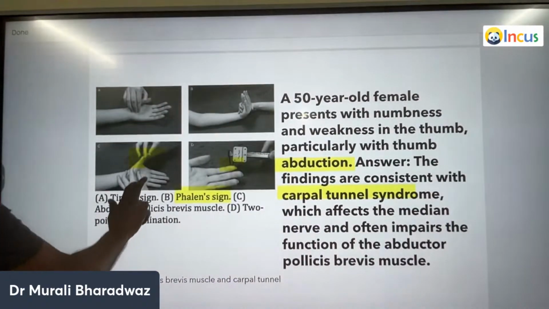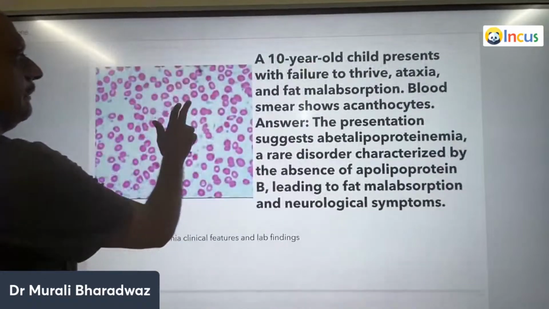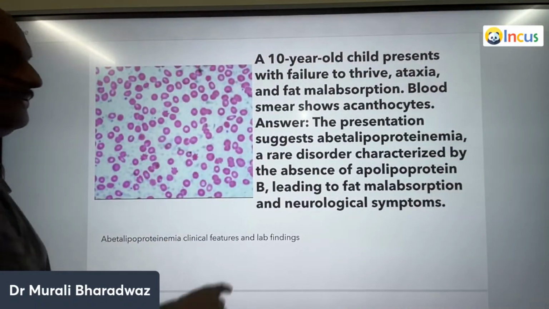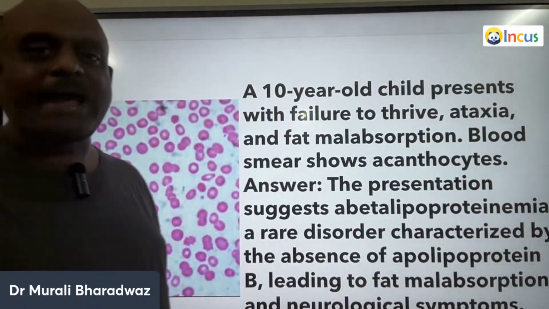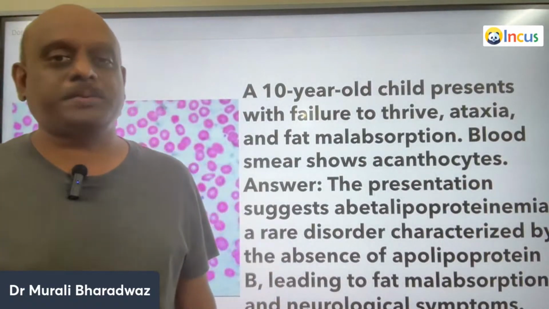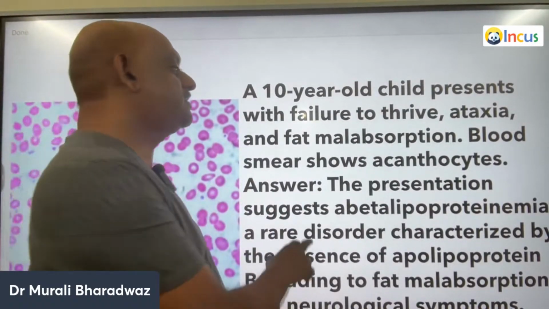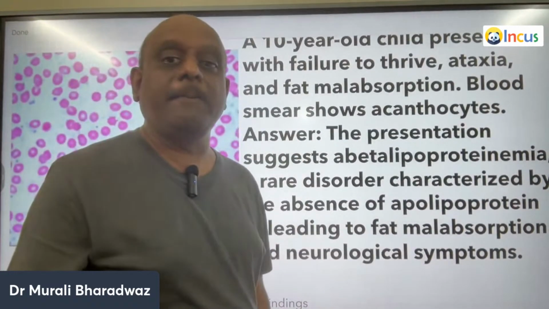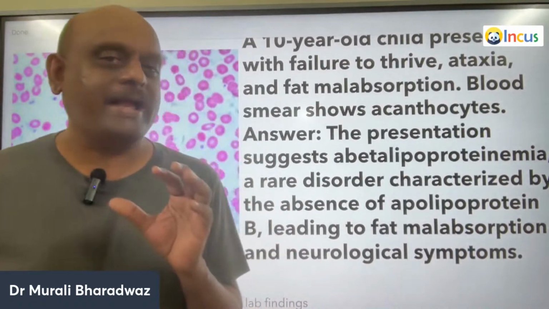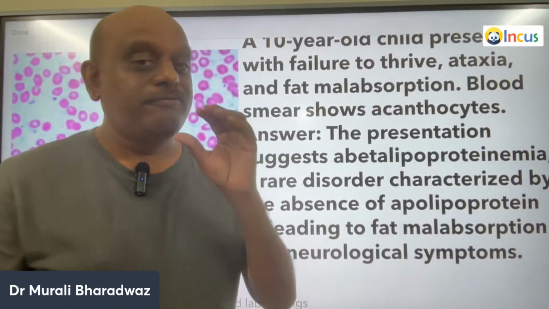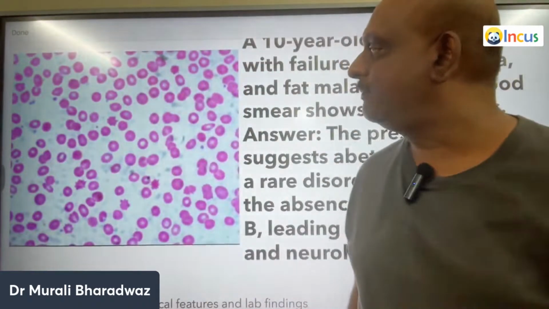So that's the reason you will elicit it by doing a two-point discrimination test, is what you need to understand. So now, doctor, a 10-year-old child presents with failure to thrive. Very important. Failure to thrive. There is ataxia, fat malabsorption, and the blood is showing acanthocytes. All these are suggestive of abetalipoproteinemia, where apolipoprotein B is completely absent, leading to fat malabsorption and neurological symptoms, is what you need to remember.